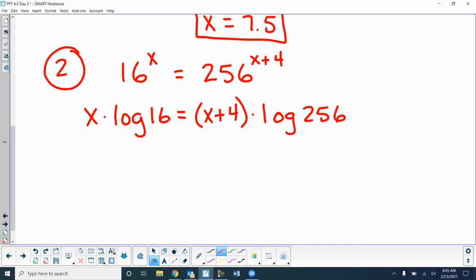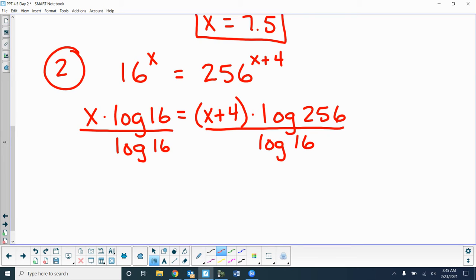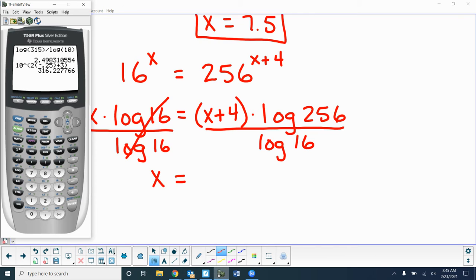Okay, so I'm going to divide by the log of 16. I always like to take the log on the left over to the one on the right. But it wouldn't be wrong if you took the log of 256 over there. All right, so the log 16 on the left cancels, so the left is just x. The log of 256 divided by log of 16 is 2, I believe. Let me check that.